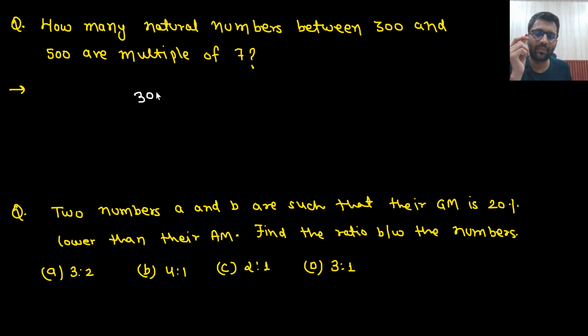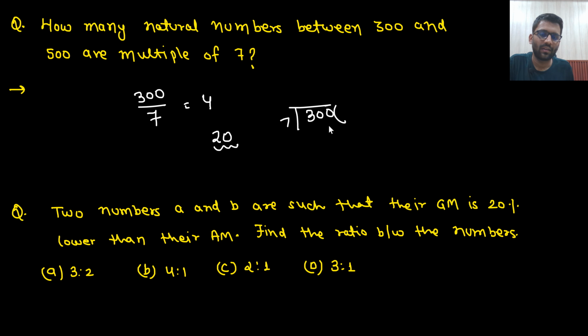So what I will do, I will divide 300 by 7. So what will I get? 7 4s are 28, so I am left with 20. I need 21 at least. So I need 1 more here. So 301. So the least number is 301.